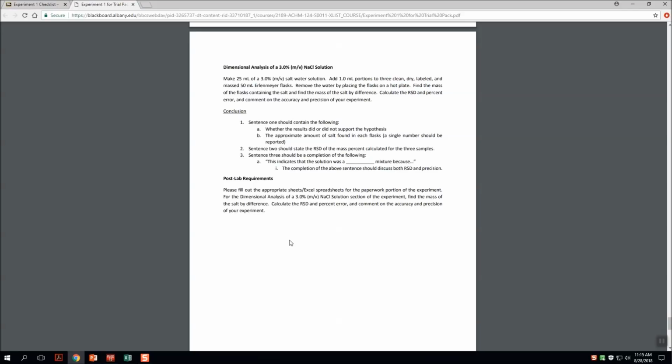So we're essentially using the fact that there's a large percentage error, or the fact that it's not very close to 0.03 grams, to say that our results did not support the hypothesis. We're further saying, based on the RSD, that it's not even close, and it's also not precise. So it's not reproducible, which supports that it's a heterogeneous mixture.